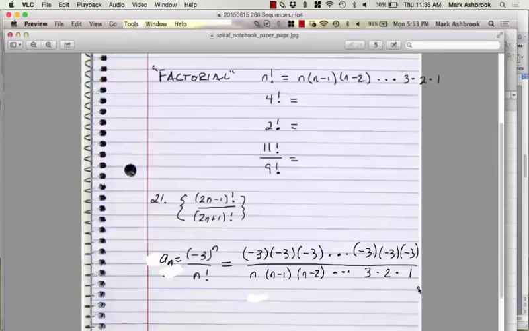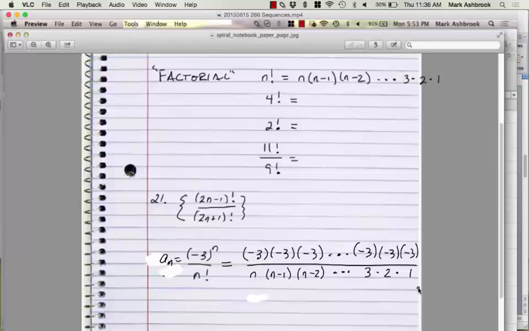The 3 times 2 times 1. Well, that's factorial. You always multiply down to 1. Whenever you do a factorial, you start at that number, that argument, you subtract 1, you subtract another, and you keep multiplying. By definition, factorial always goes down to 1.